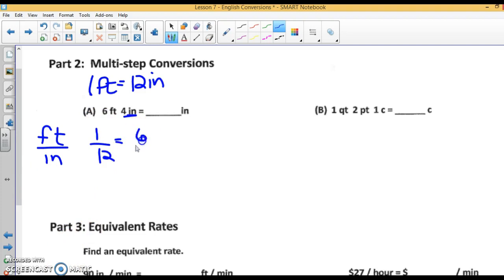6 feet is how many inches? Let's cross multiply. 1 times x is x. 12 times 6 is 72. So I've got 72 inches. But I have an original 4 inches. So I have to add that. So 76 inches. All right.